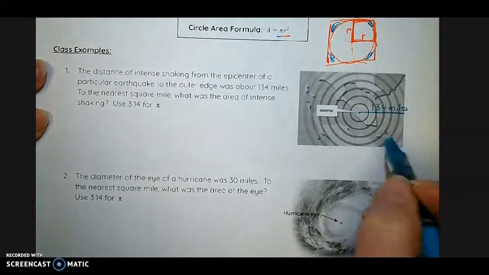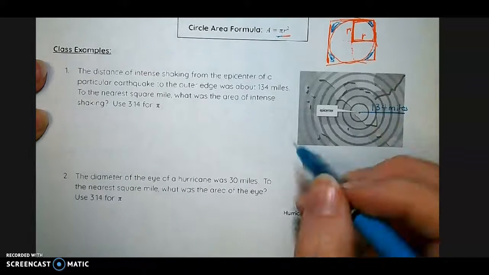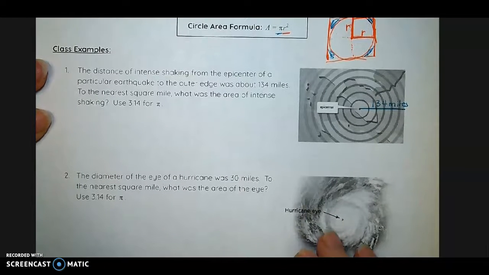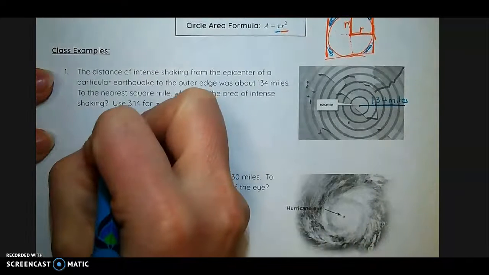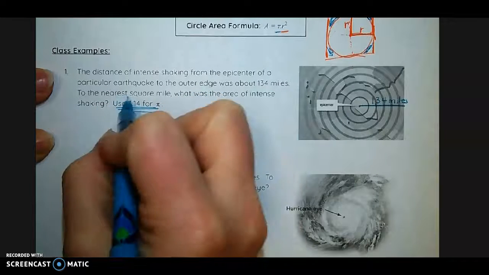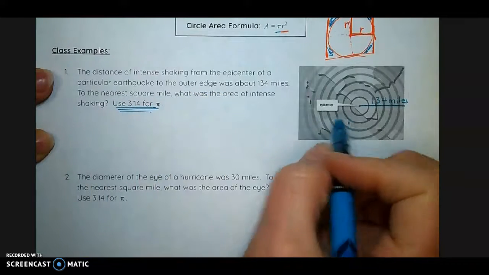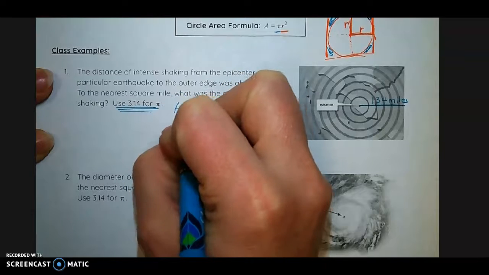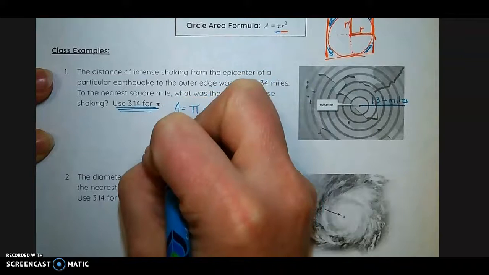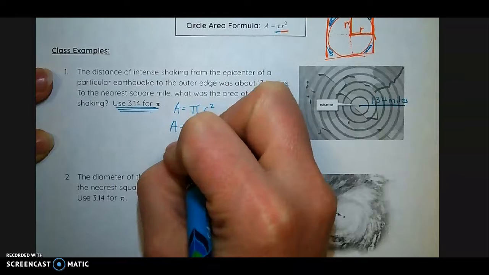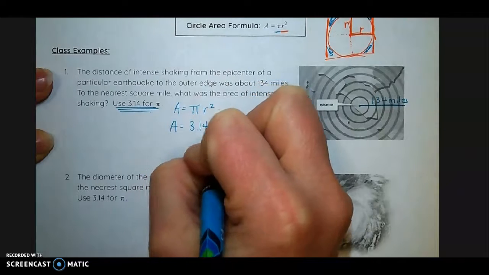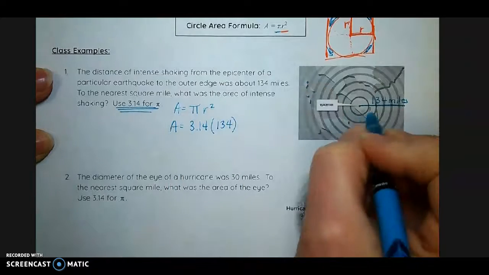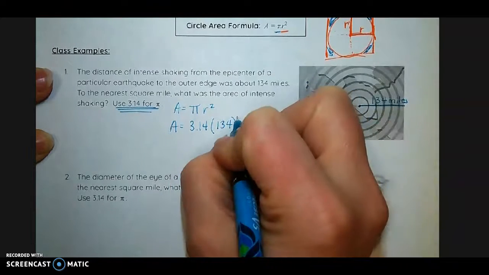And they can also go back the other way and look at how far out the shaking was felt to figure out how strong or powerful the earthquake was. So it's telling us we're going to use this for pi, and it wants us to figure out the nearest square mileage that felt that intense shaking. So my area is going to be pi times the radius squared. So my area, they just told me for pi, I'm going to use 3.14. And then it told me my radius was 134 because it said from the epicenter, which is the middle, to the outer edge.